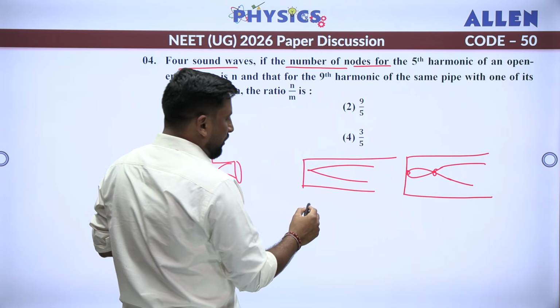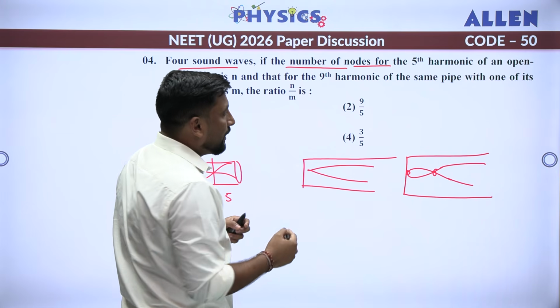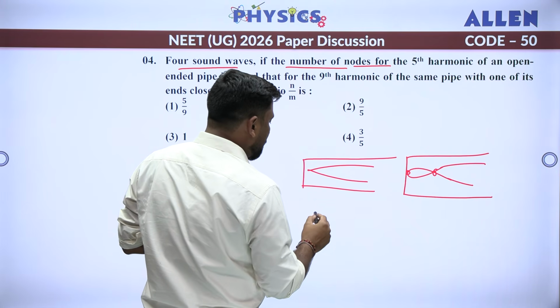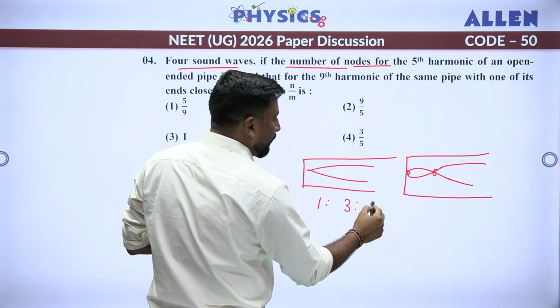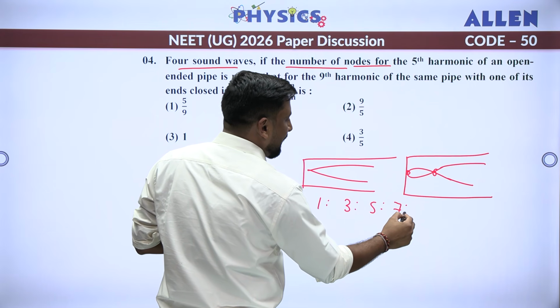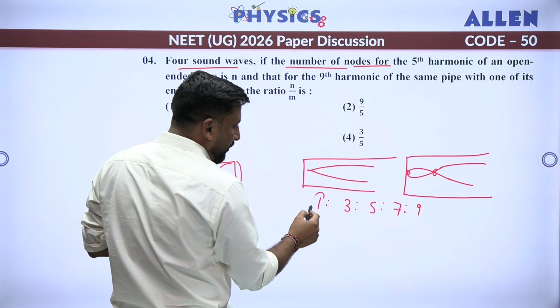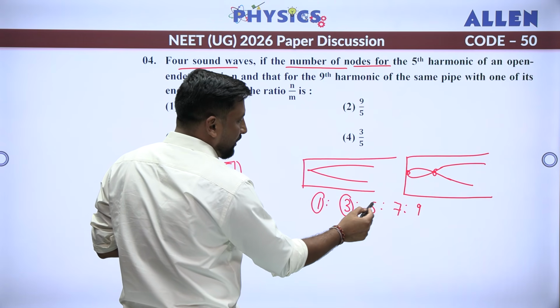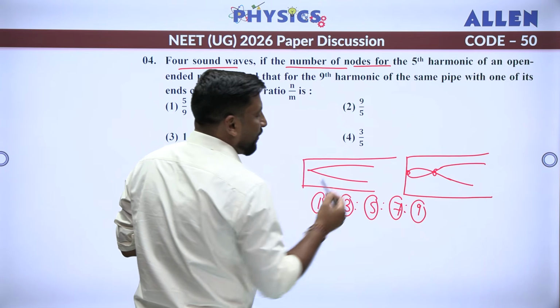If you talk about which type of harmonic we get when one end is closed, first you will get the first one, then the third one, then the fifth one, then the seventh one, and then the ninth one. So in the first you will get one node, in the third two nodes, in the fifth three nodes, in the seventh four nodes, and in the ninth you are going to get 5 nodes.